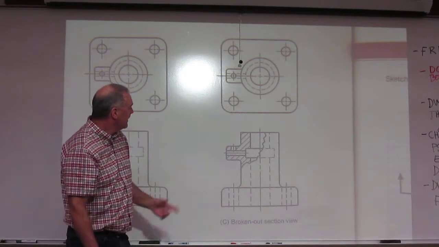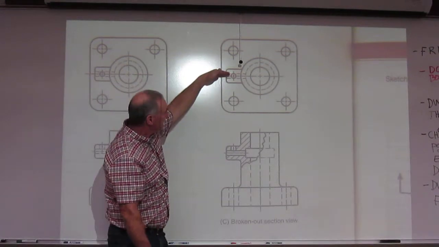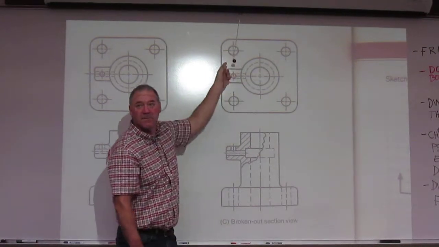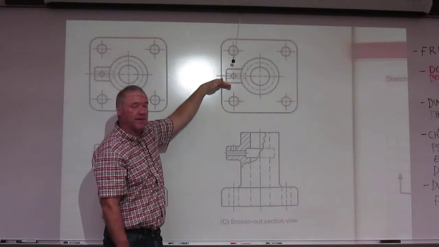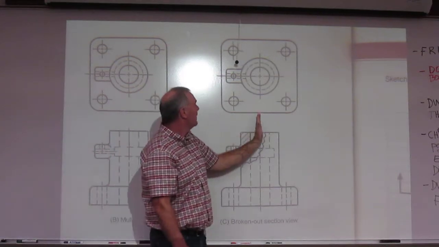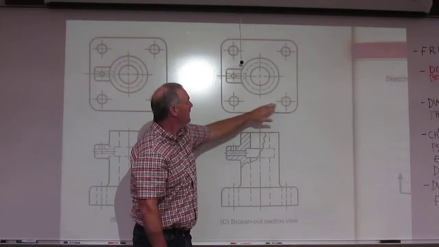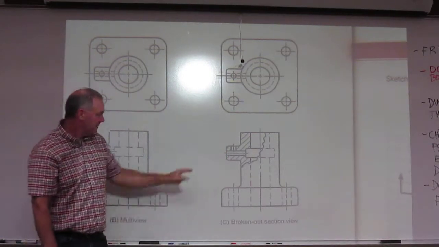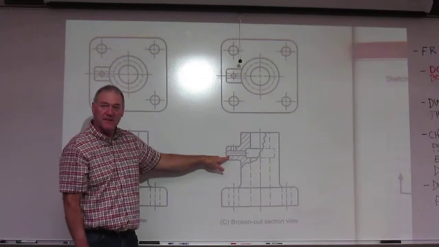It's much better than doing a full section, because on this object, if we did a full section, we would never see these holes, right? Because we'd go right here. If we did a half section, we would come through here and here, we'd still never see those holes.